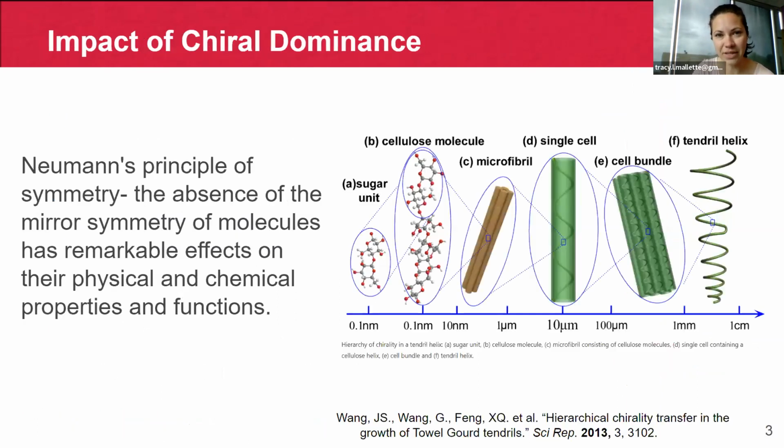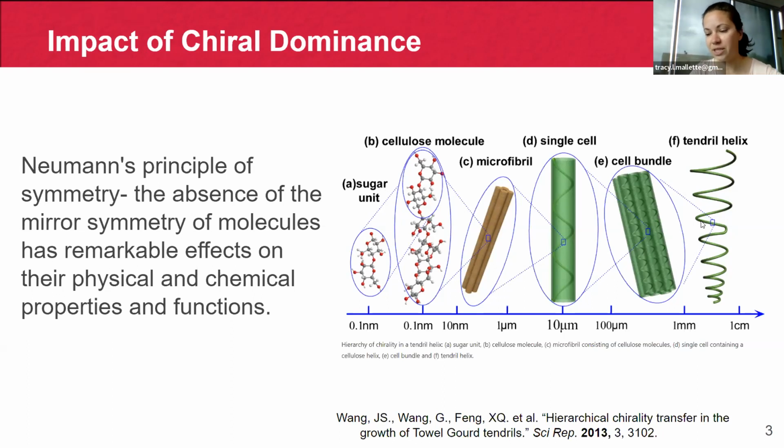What's the impact of this chiral dominance? Well, Newman's principle of symmetry can be restated as: the absence of mirror symmetry of molecules has a remarkable effect on their physical and chemical properties and functions. So in gourd plants, what this might look like is the homochiral sugar unit builds into structures with the same handedness all the way up to their tendrils.